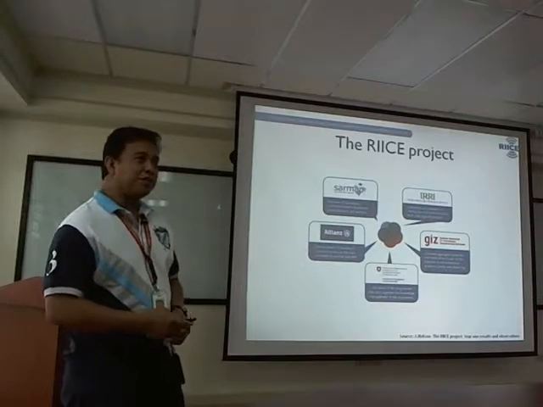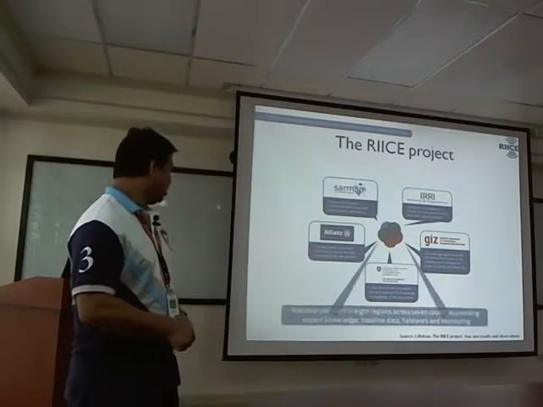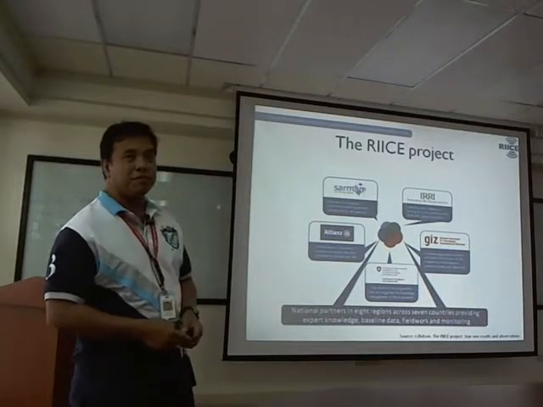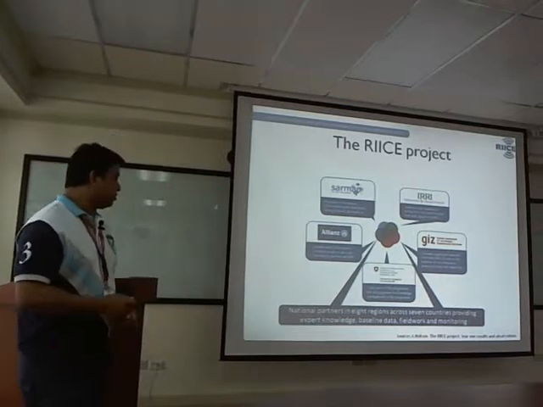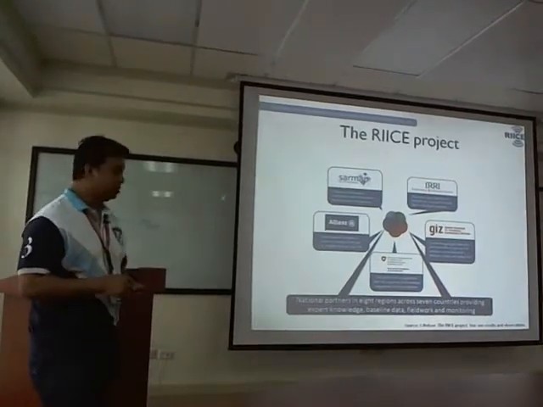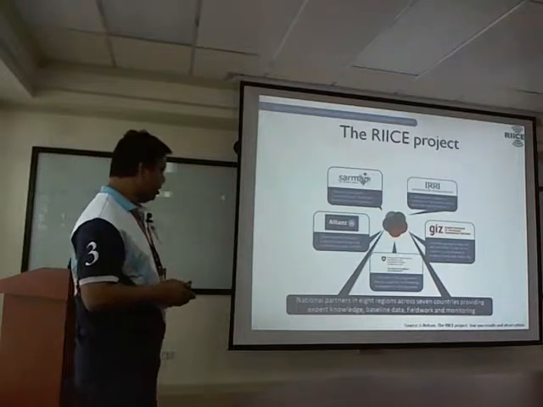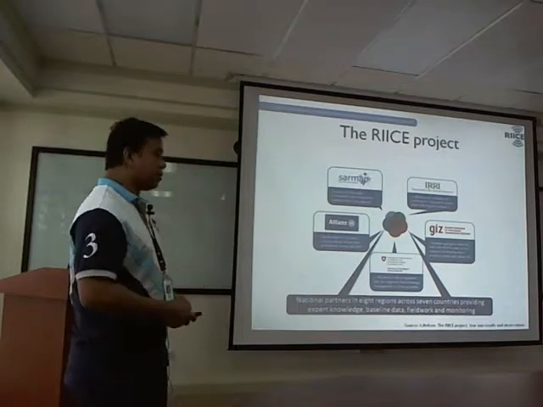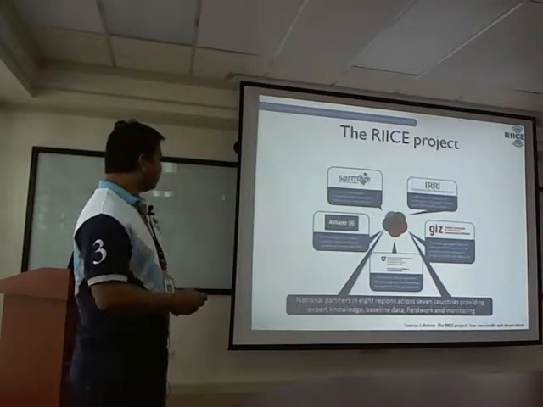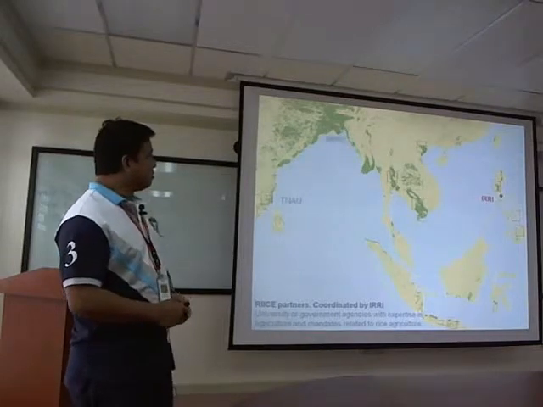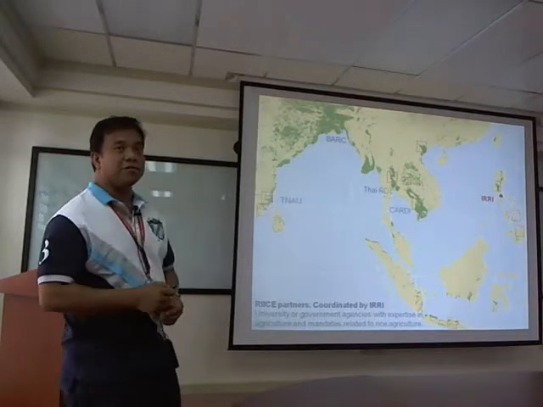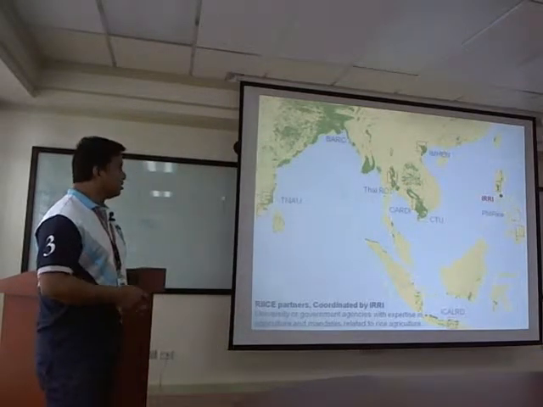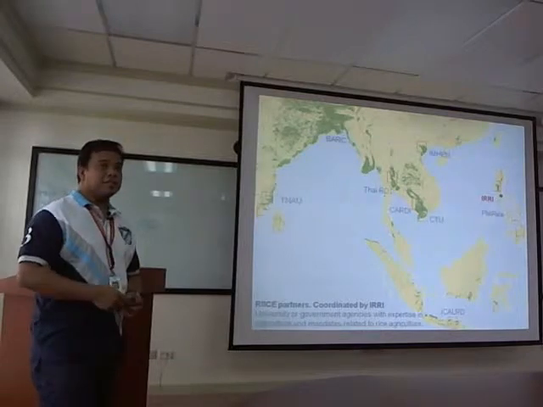The project won't be successful if we have not taken into consideration the participation of our national partners. And this cuts across 8 regions in 7 countries. They provide us with the expert knowledge, baseline data, field work, and monitoring. So this map shows the different sites where the RIICE project is being conducted. There are 6 countries with 13 sites.